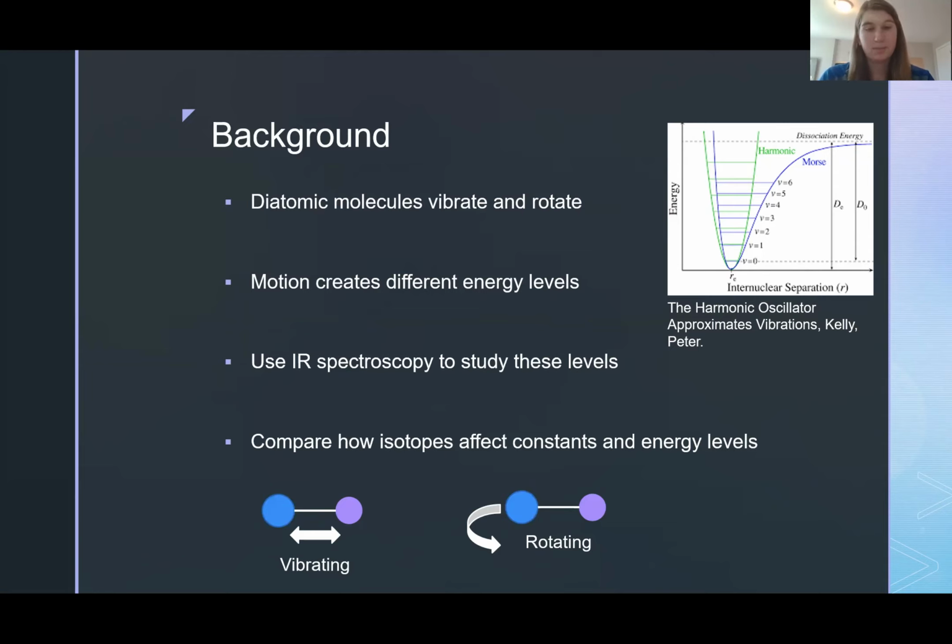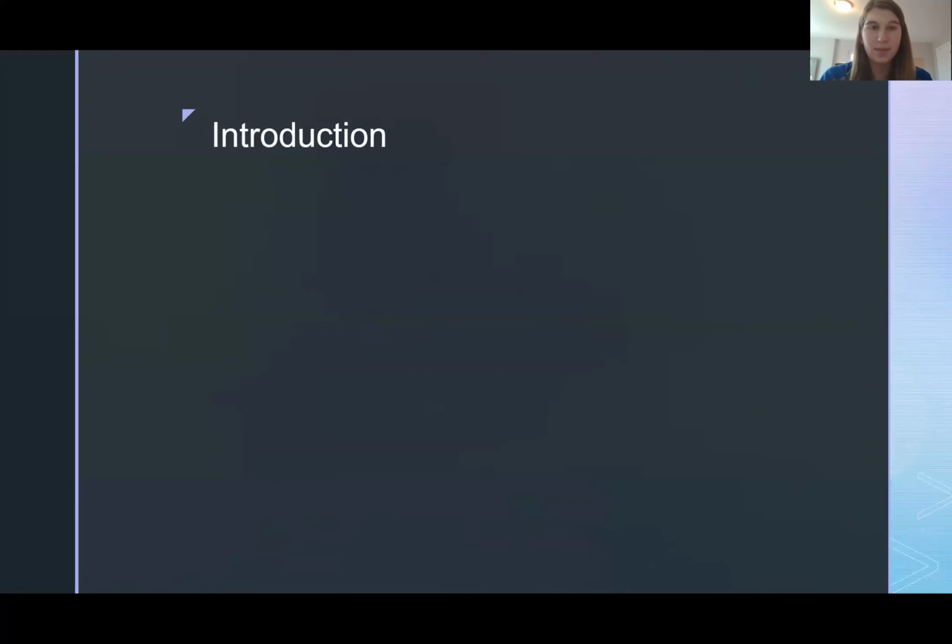So the big picture of this experiment is to compare how isotopes affect constants and energy levels. We'll be comparing DCl and HCl to see what the differences are. How does one more neutron change these? And why does that matter to us as scientists?